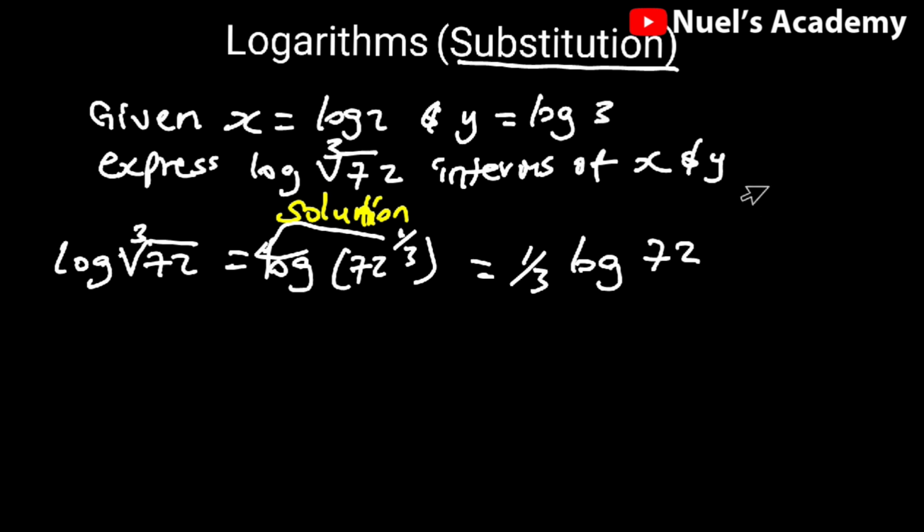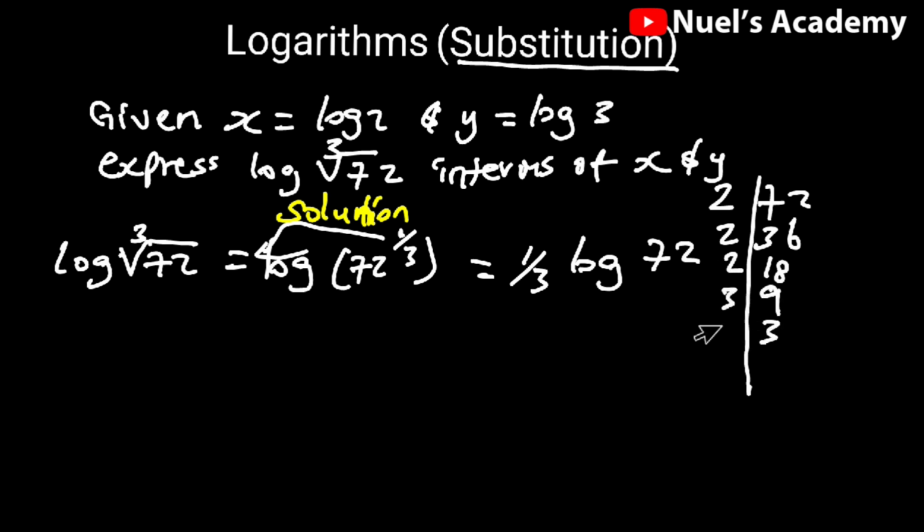First of all, let's find the factors of 72. If 2 divides 72, it will give us 36. Then 2 goes into 36 and gives us 18. Then 2 goes into 18 and gives us 9, because 2 times 9 is 18. Then 3 divides 9, it will give us 3. And then 3 divides 3, it will give us 1.